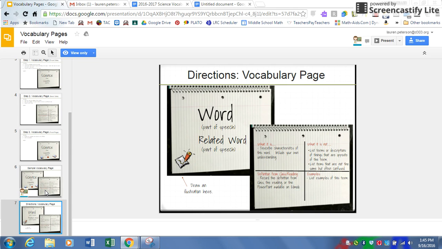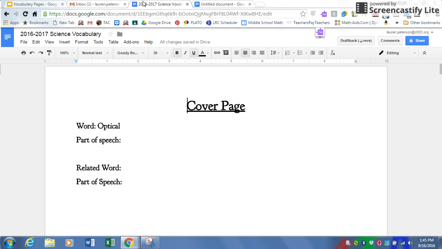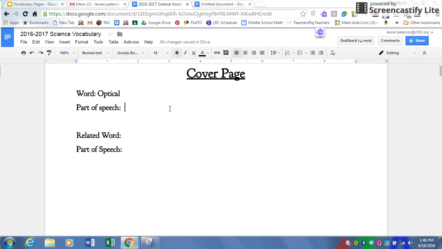Now, I have also shared with all the kids a Google Doc, and it should say 2016-2017 Science Vocabulary. They can access this on their Google Chromebook by looking in the bottom left-hand corner, and there's a little symbol or button that looks similar to this document home page here. So as you can see, I've essentially included exactly what the notebook page would look like. However, it is a digital copy.